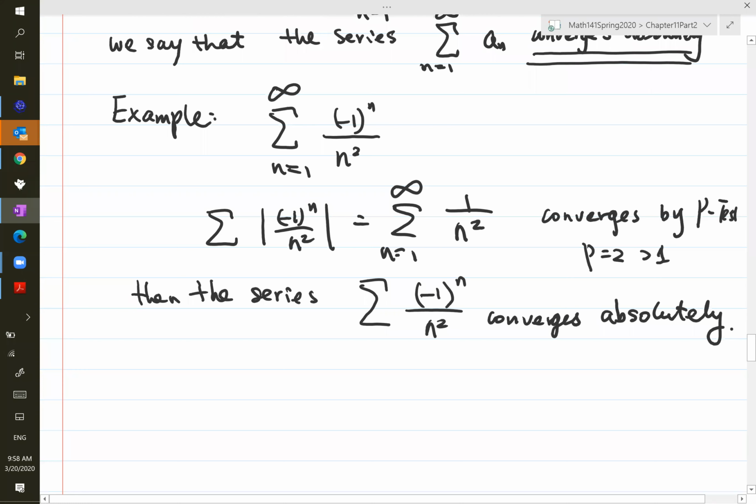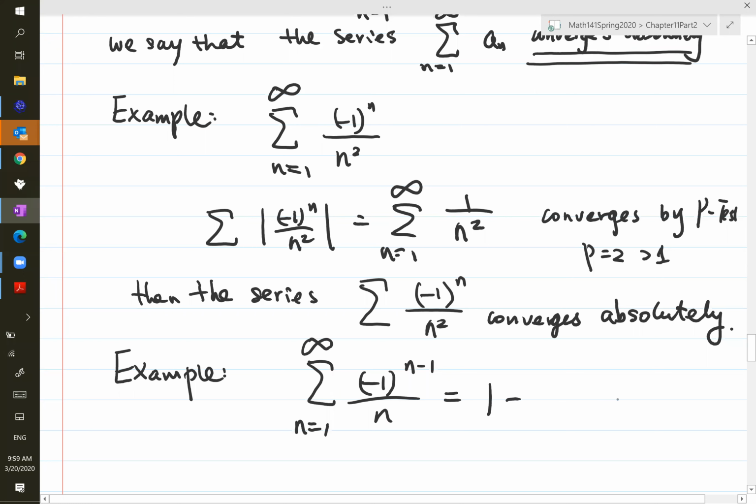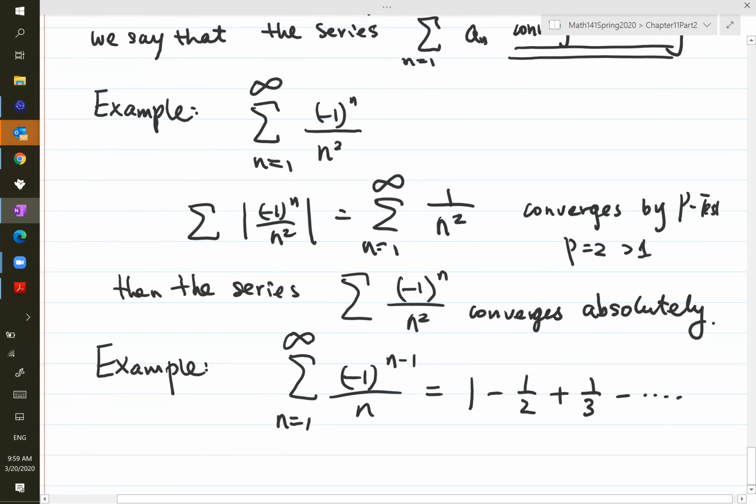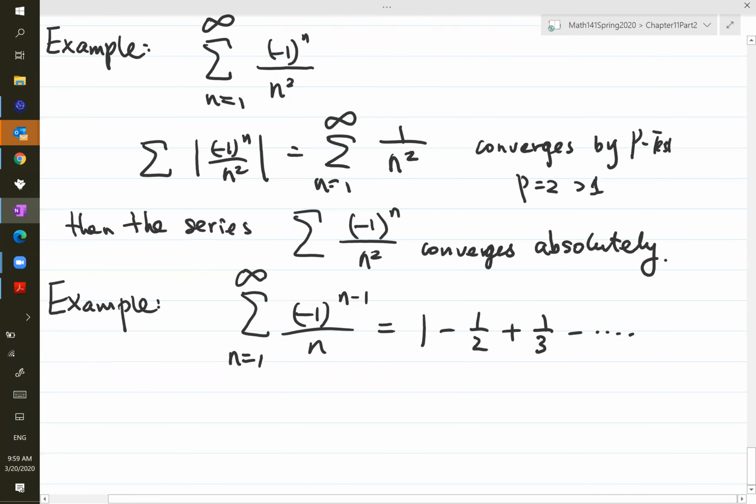Now let's see a non-example. Negative 1 to the power n minus 1 over n, n from 1 to infinity. This is the series that we talked about: 1 minus a half plus a third, minus a quarter, etc. We know the series converges, actually to log 2.